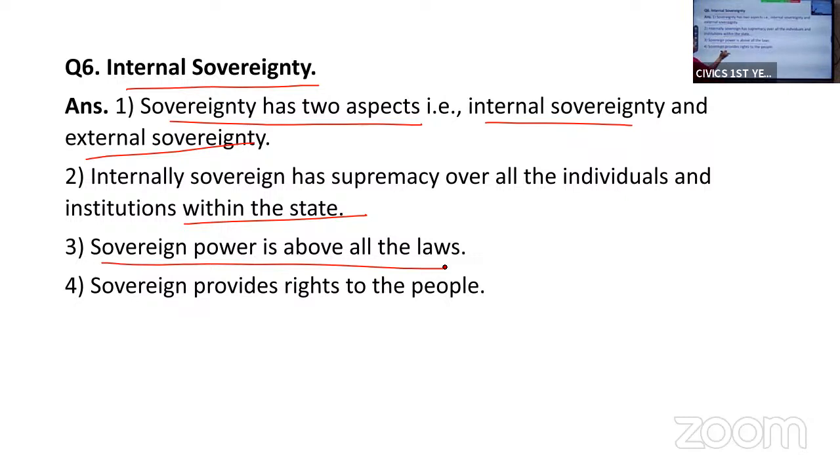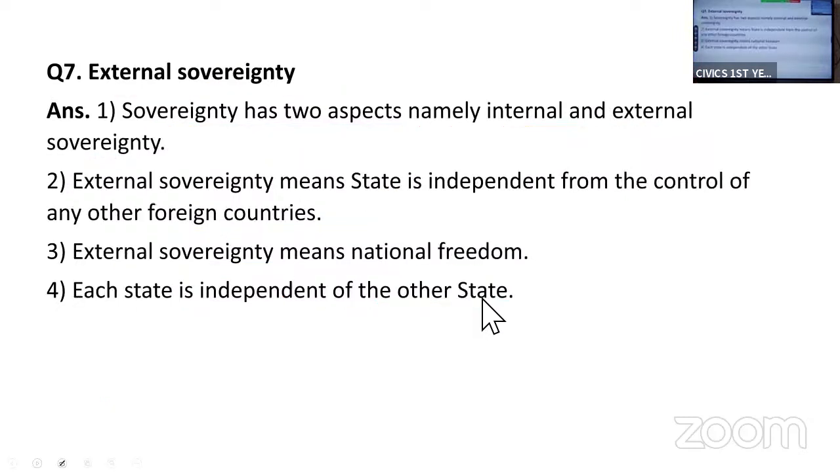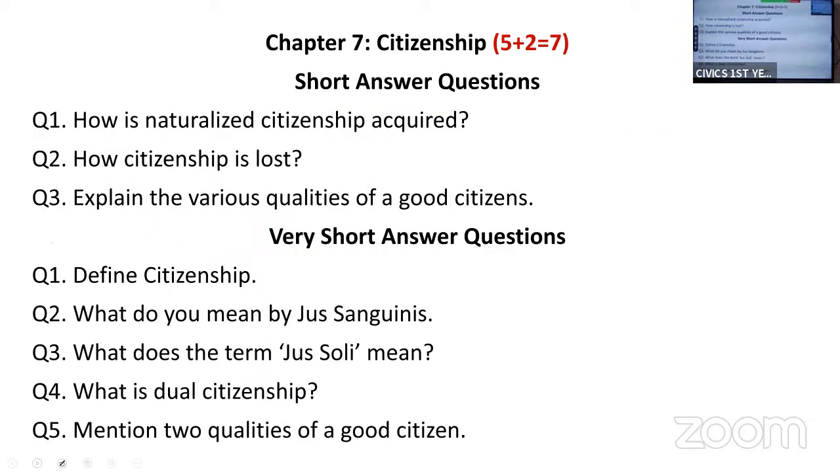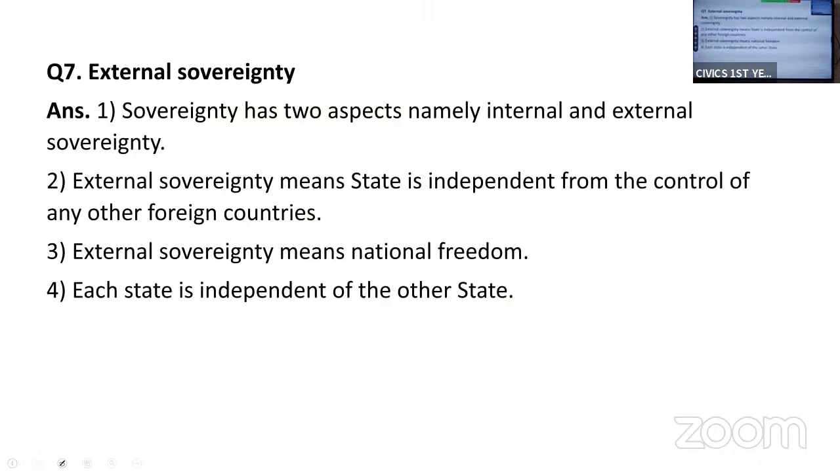Okay, as the government makes the laws, people can reject the laws, right? So who actually possesses the power in democratic countries? It is the people who possess the powers. So they can reject the laws made by the government. So sovereign power is above all the laws. And sovereignty provides rights to the people. So the sovereignty, the supreme power, is with the people. It is the right of the people. It provides rights to the people. So with this we have completed internal sovereignty.